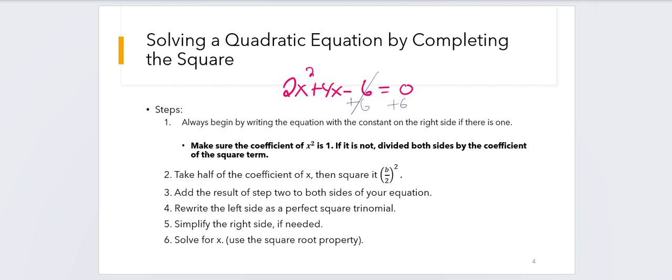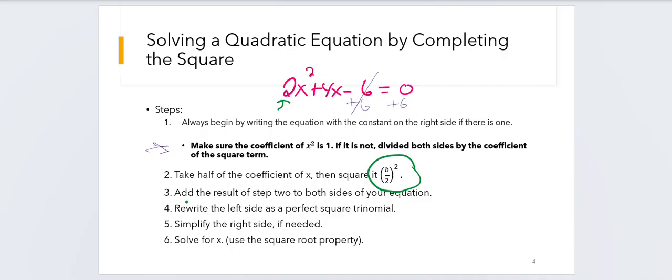Step 2, but wait. Important right here. Make sure the coefficient of x squared is 1. So if you notice here, the coefficient of the x squared is not 1. So we're going to need to divide everything by that 2 so we can make that coefficient to be 1. Then step 2 says take half of the coefficient of x, then square it. So this is the process that you would do. And we're going to do all of the steps with an example, okay?